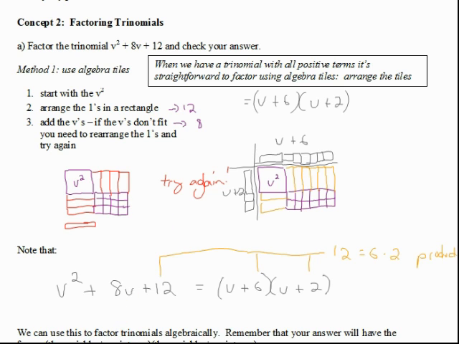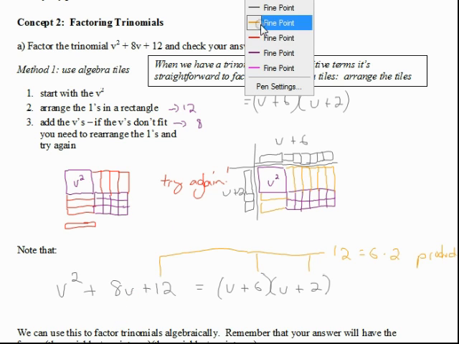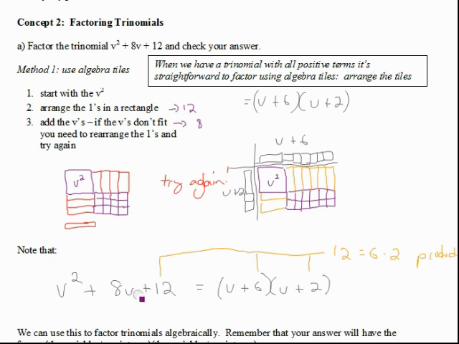And I'm going to do this in a different color. 8 equals 6 plus 2. So this is a sum of those same numbers. The same numbers. Okay? And we can use this to factor algebraically.